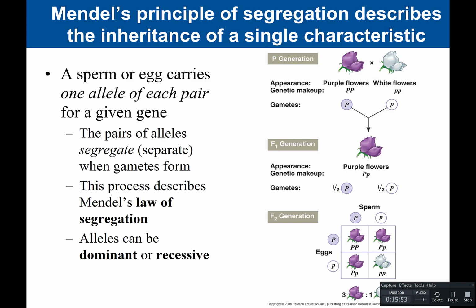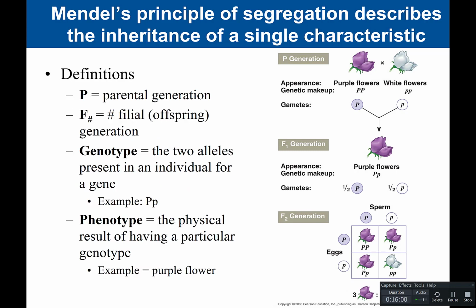Now again, the alleles could be dominant or recessive. So we need a few definitions. The P stands for the parental generation. The F stands for filial or offspring generation. So the F1 are the offspring of the parentals. The F2 are the offspring of the F1s. Genotype. Genotype are the two alleles present in an individual for a gene. So the genotype basically is what genes that organism has.